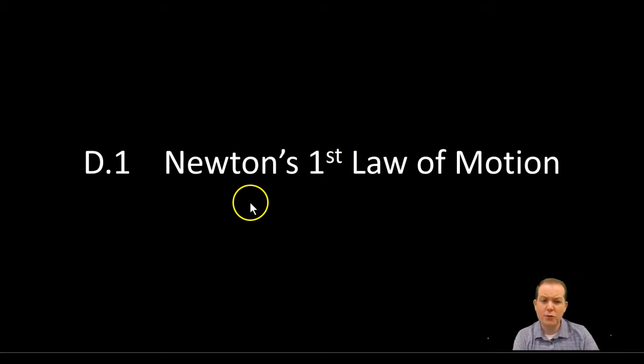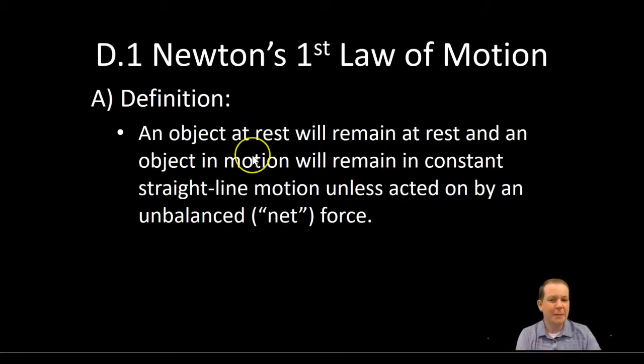So starting off with Newton's first law, maybe the easiest, but it's a bit of a mouthful when we look at the definition. Here's what it says. An object at rest will remain at rest, and an object in motion will remain in constant straight line motion, unless acted on by an unbalanced, a net, or sometimes I like to say an interfering force.